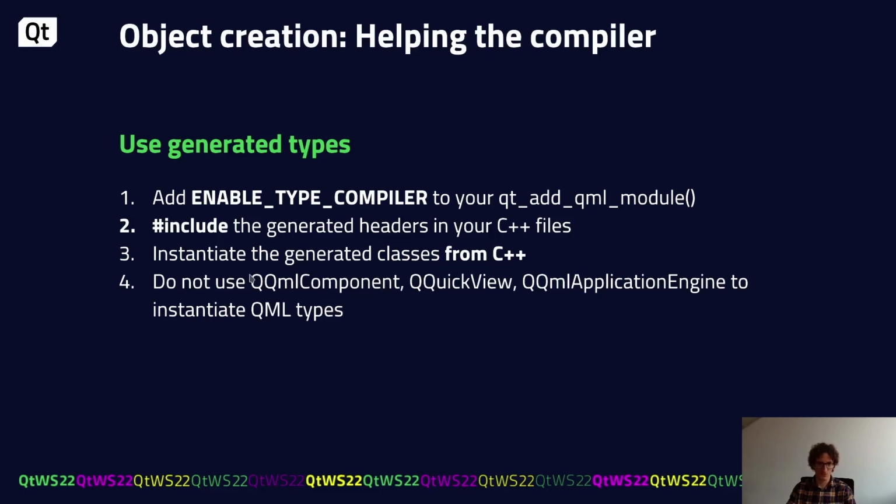What you should not use for now is QML Component, QQuickView, QML Application Engine, etc. to instantiate the QML types. We're going to add some bridges for those, but the most important way to instantiate the generated classes is via direct inclusion of the headers and direct instantiation.